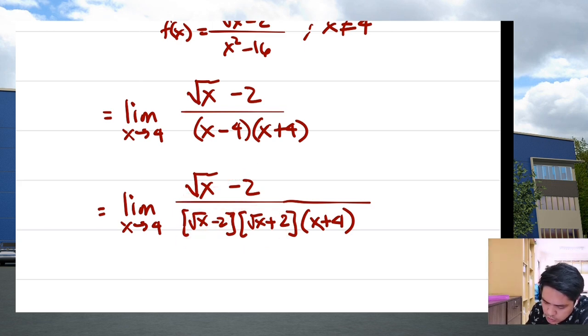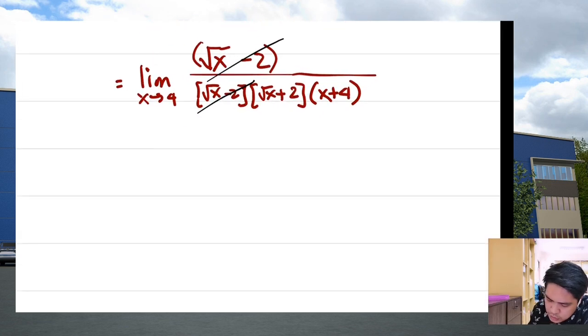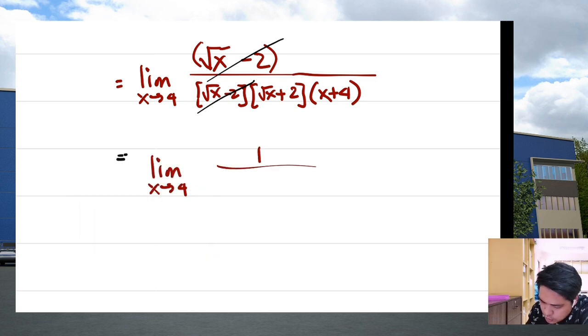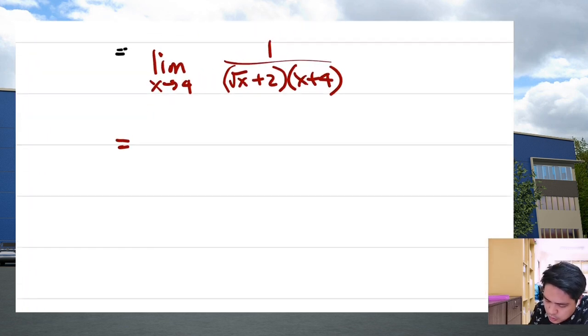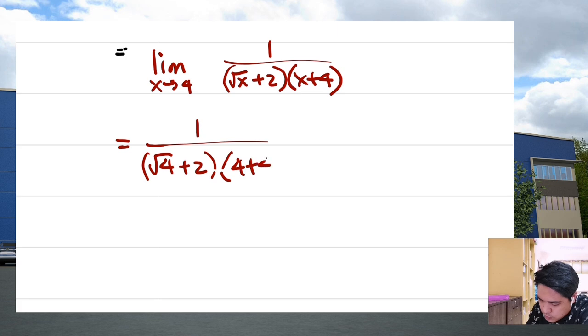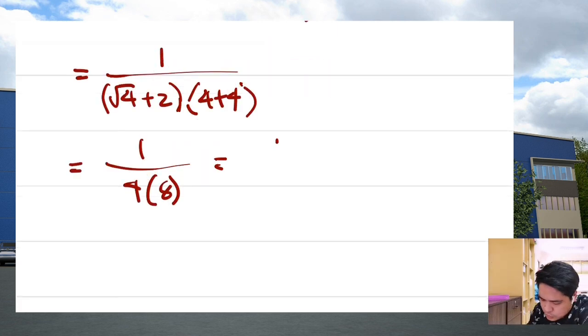Okay, for clarity, let's add a grouping symbol. So I could now factor this out. So therefore, we'll have this limit is equal to 1 over square root of x plus 2 times x plus 4. So therefore, the limit is 1 over square root of 4 plus 2 times 4 plus 4. So the limit is equal to 1 over 32. So the limit is 1 over 32.